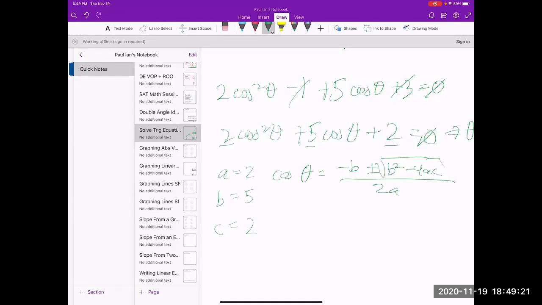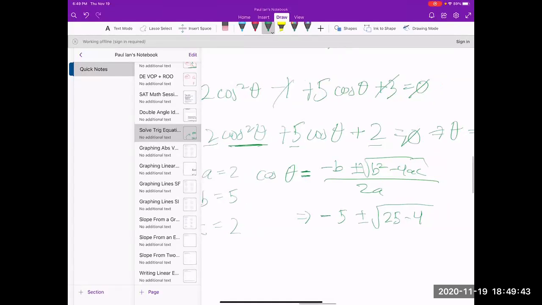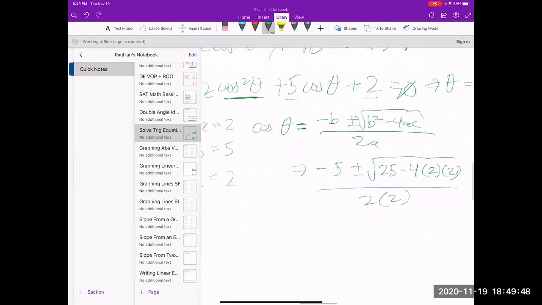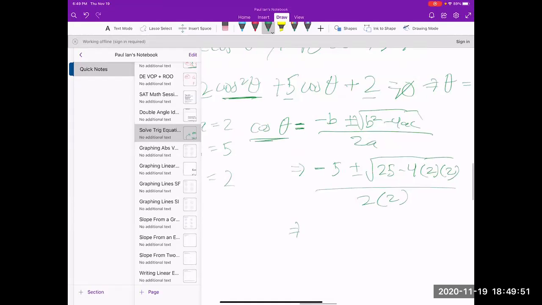Oh my gosh, do you remember that one, right? Yeah, I do remember that. And then this cosine theta, whatever it's being, it's not theta, it's cosine theta, right? And after you plug it in, you have to solve for theta. That's the trick here. So minus 5 plus or minus the square root of 25 minus 4 times 2 times 2, all over 2 times 2. Just make sure you have the cosine theta. That's always the thing that people forget. This is going to be 25 minus 16. So that's 9.